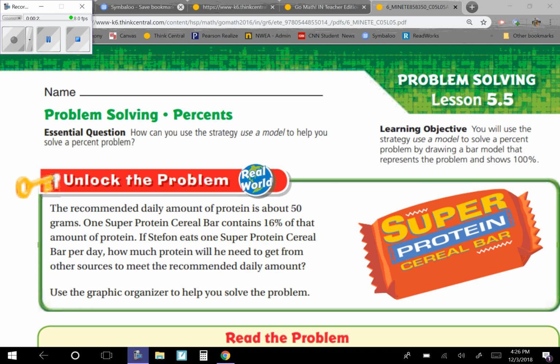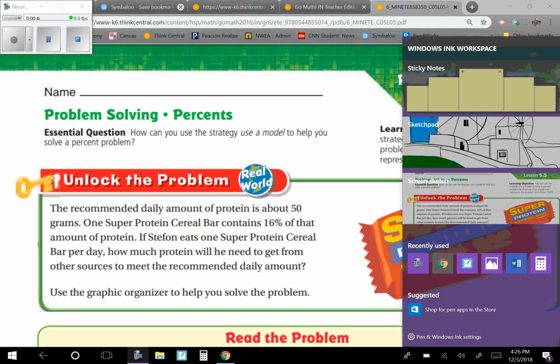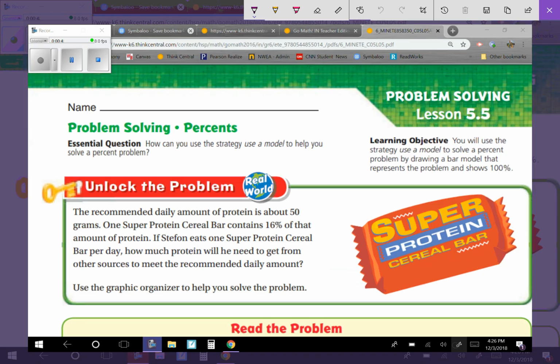Unlock the problem. The recommended daily amount of protein is about 50 grams. One super protein cereal bar contains 16% of that amount of protein. If Stefan eats one super protein cereal bar per day, how much protein will he need to get from other sources to meet the recommended daily amount? Use the graphic organizer to help you solve the problem.